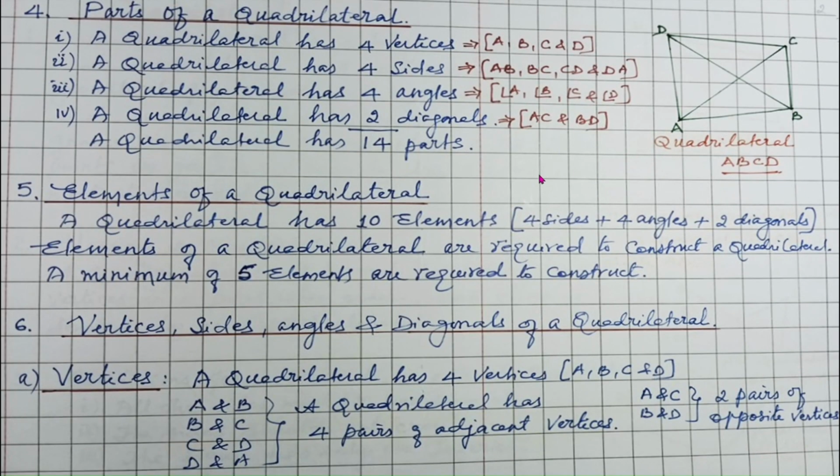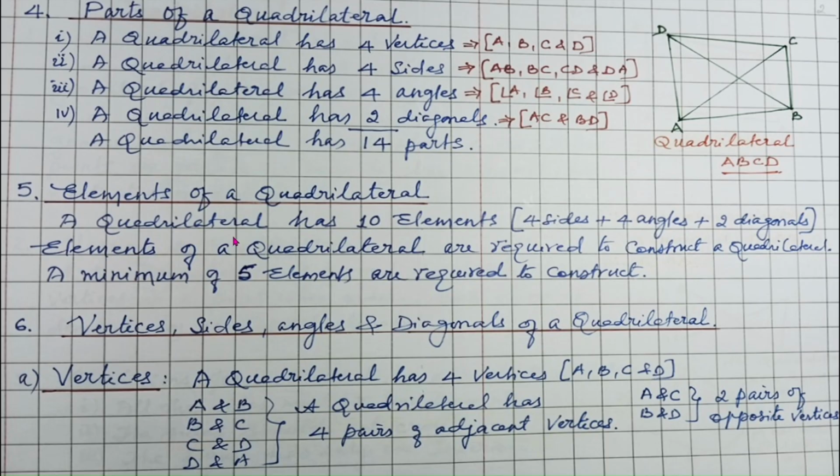Now the parts of a quadrilateral. A quadrilateral has four vertices, A, B, C, D. It has four sides, AB, BC, CD, DA. It has four angles, angle A, angle B, angle C, angle D, and it has two diagonals, AC and BD. In all, a quadrilateral has 14 parts: 4 plus 4 plus 4 plus 2 is 14 parts.